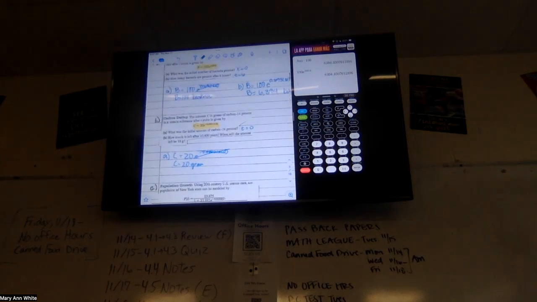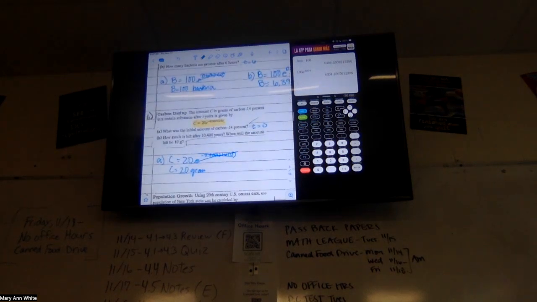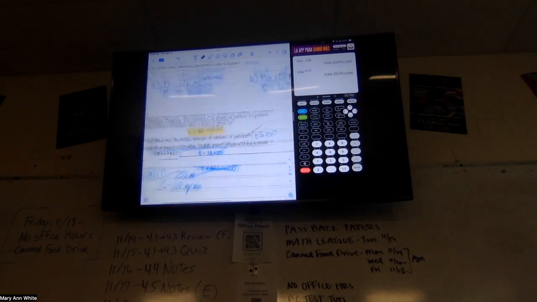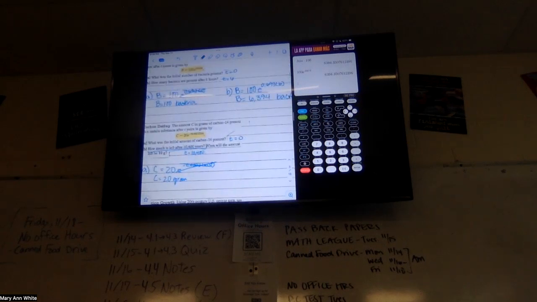Now, letter B says how much is left after 10,400 years? And then it says, when will the amount left be 10 grams? Okay, we got essentially two problems in there. The first one says how many will be left after 10,400 years? What do I plug that in for? C or T? T for time, good. So time is about to be 10,400 years. Okay, let's do that and then we'll do the second part of B.